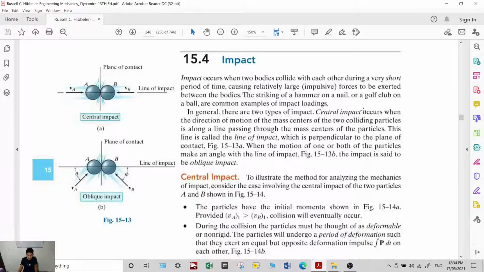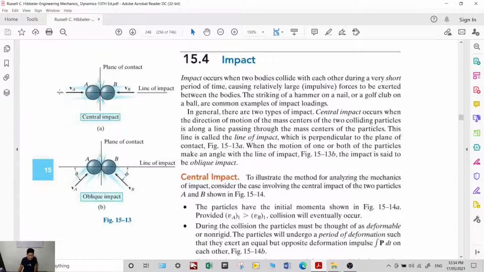Now, central impact occurs when the direction of the velocity or the motion of the particles is along a line passing through the mass centers of the particles. So this line is what you call the line of impact. It connects the centers of the two masses horizontally, and perpendicular to your line of impact is the plane of contact.